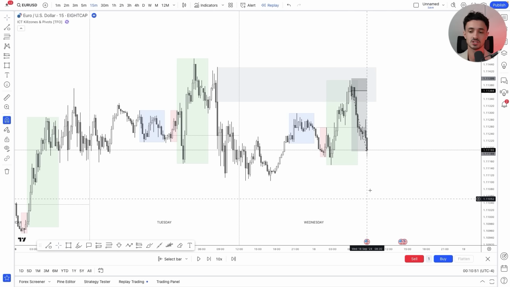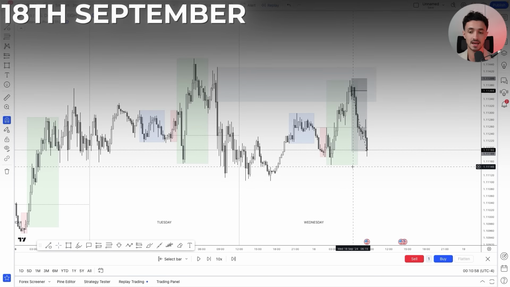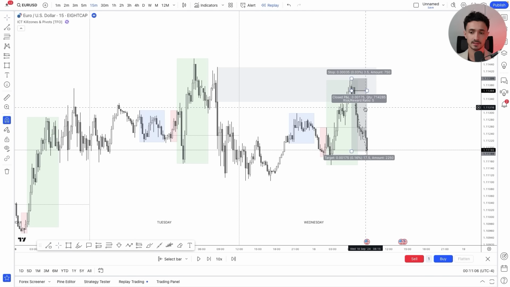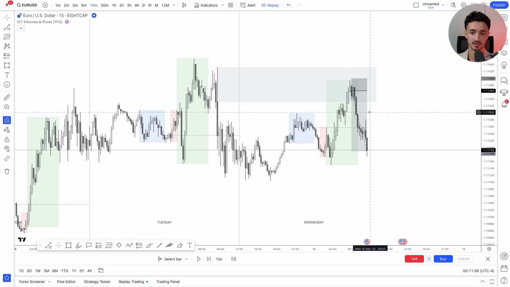So let's go ahead and dive into this trade breakdown. So this is the exact trade. The trade was taken on the 18th of September. And as of recording this, it is the 20th of September. So 2 days later. And yeah, let's dive in to a step-by-step.